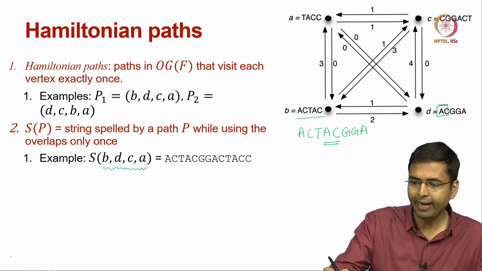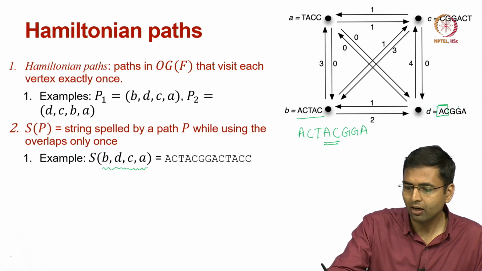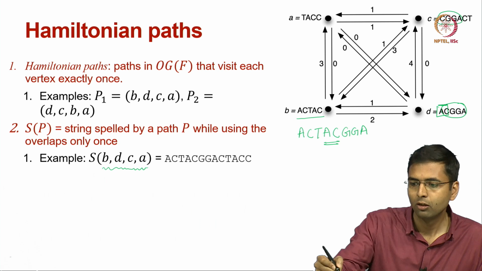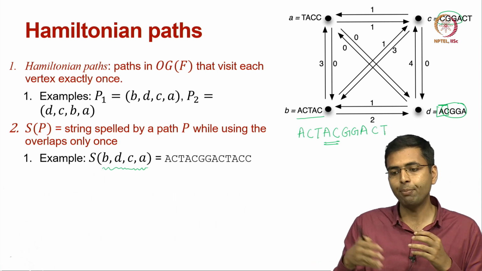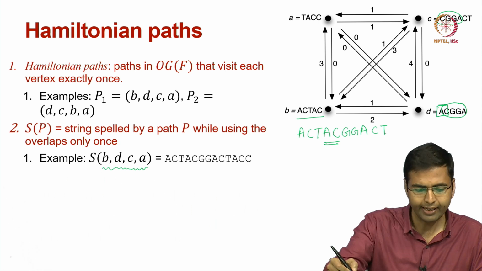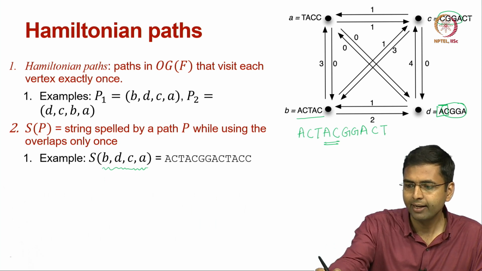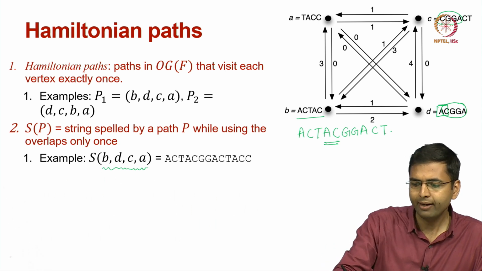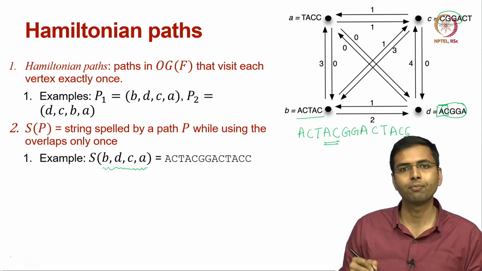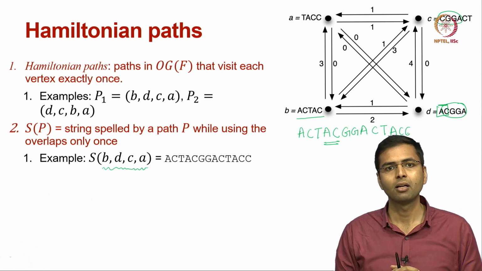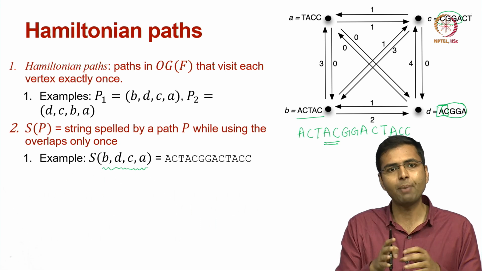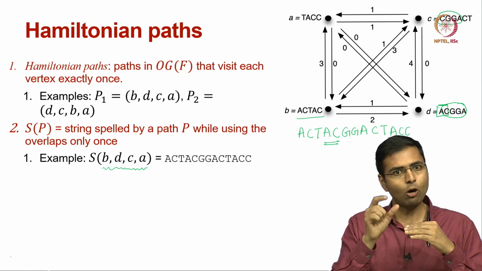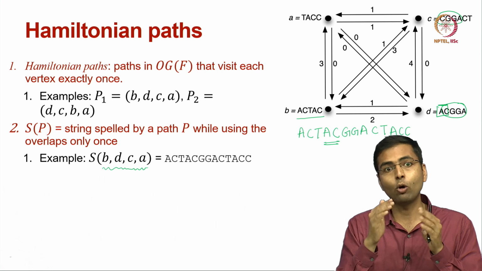Then in my next string there is an overlap of 4. So, I would only spell CT. So, I will not spell the overlap again, and then finally moving to A, there is an overlap of length 1 and I would spell the remaining 3 characters. So, I hope this is clear, that is, this is the string spelled by the path, but we are not counting the overlaps twice, we are only counting the overlaps once.